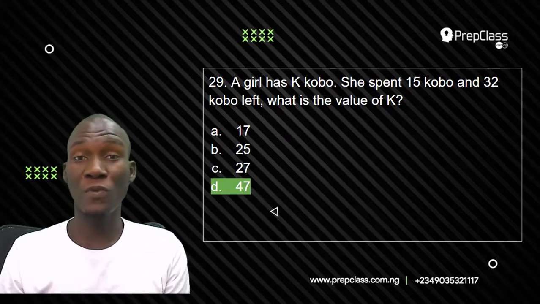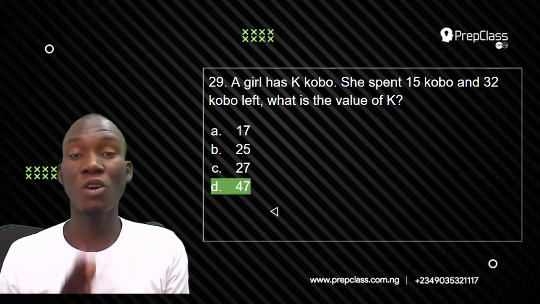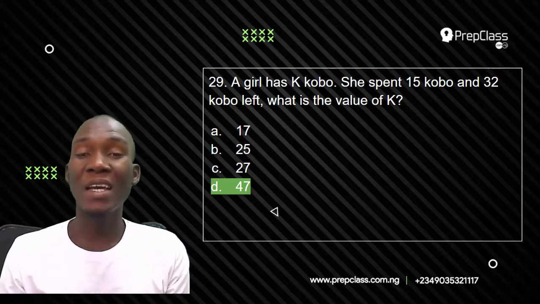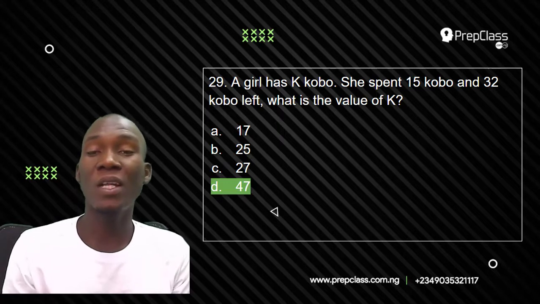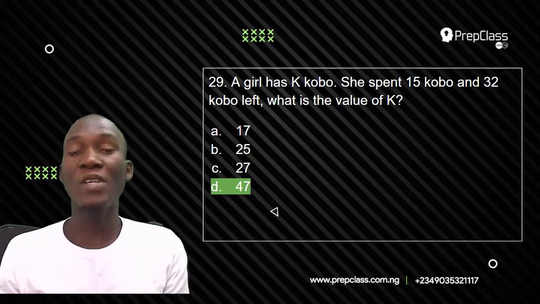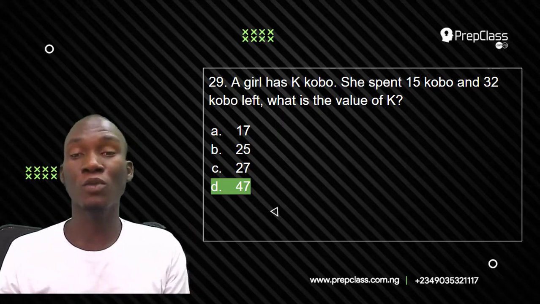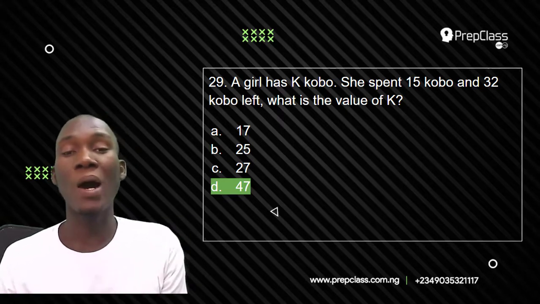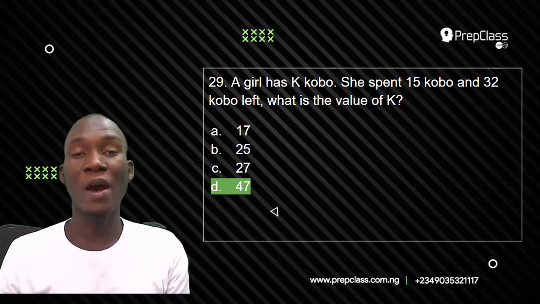I hope that was simple for you, right? To me, it's actually very simple. So you don't need to stress it. All you just need to do is understand what the question is actually telling you. We have that a girl has K kobo. She's spending 15 kobo and she has 32 kobo left. What is the value of K? So that means we are going to add the amount spent and the amount left to get what she has. So interpreting the question, we just have to say the amount she has will be equals to the amount spent and the amount left. So from there, you solve the question and get your right answer.